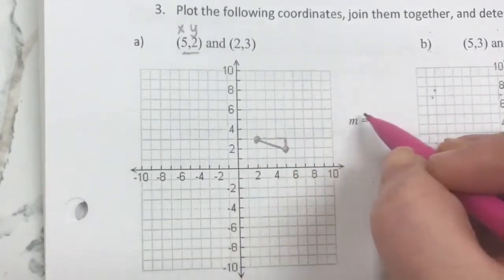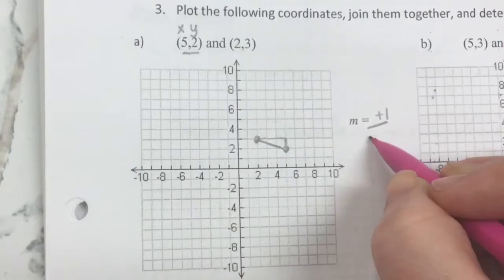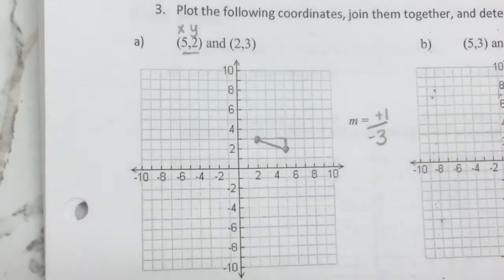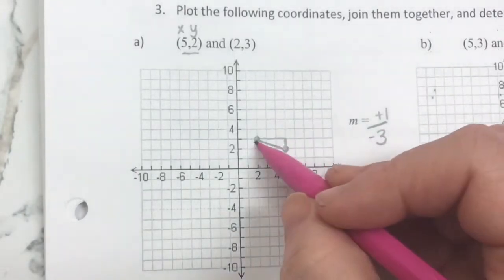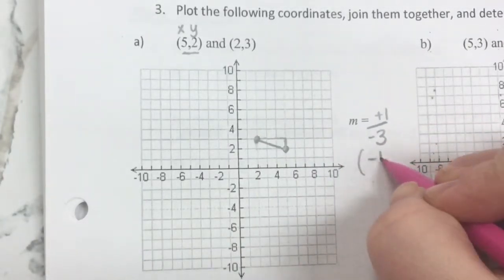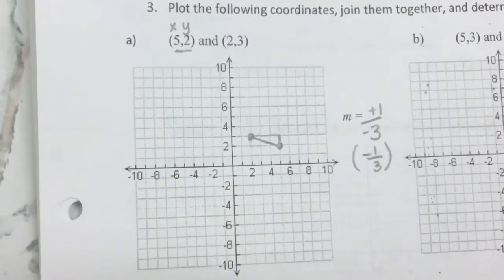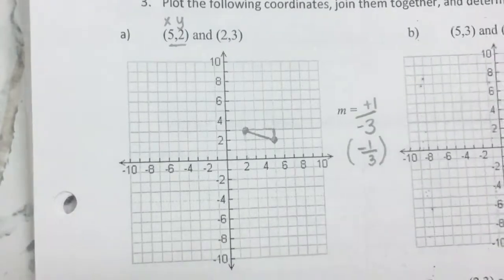So here it's an up of 1 and a back of 3. So my slope is either a positive 1 over negative 3 or negative 1 over positive 3. So it can also be negative 1 over positive 3 if you want. They're the same thing. Okay? So you can pause the video here and do the next 3.